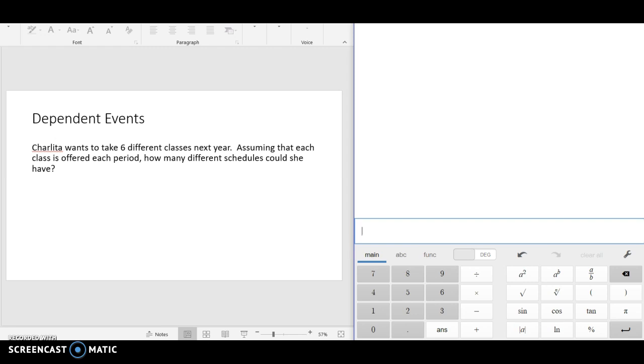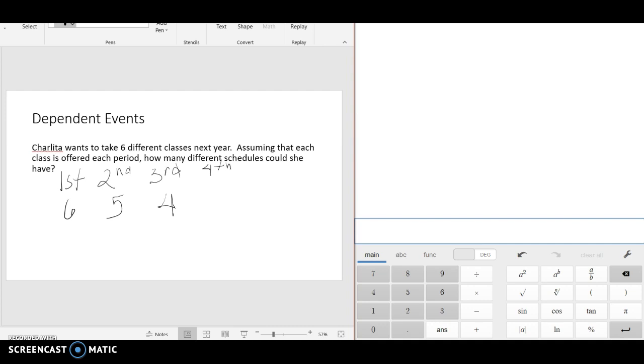And so for her first period class, she has all six options. However, when it comes to picking second period, she only has five options because whatever class she picks for first period, she only has five left because each class is offered each period. So as we go to the third period, she has four options left.